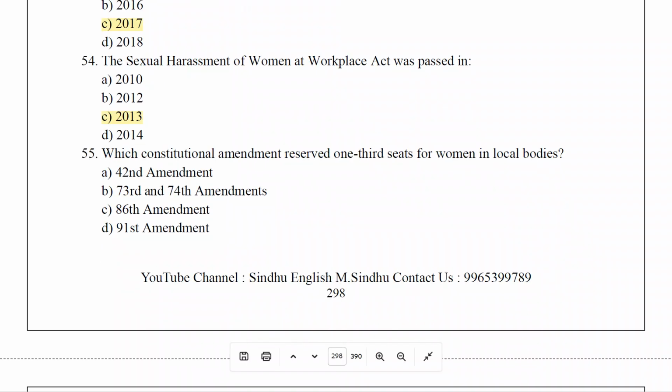Which constitutional amendment reserved one-third seats for women in local bodies? The 73rd and 74th amendments.